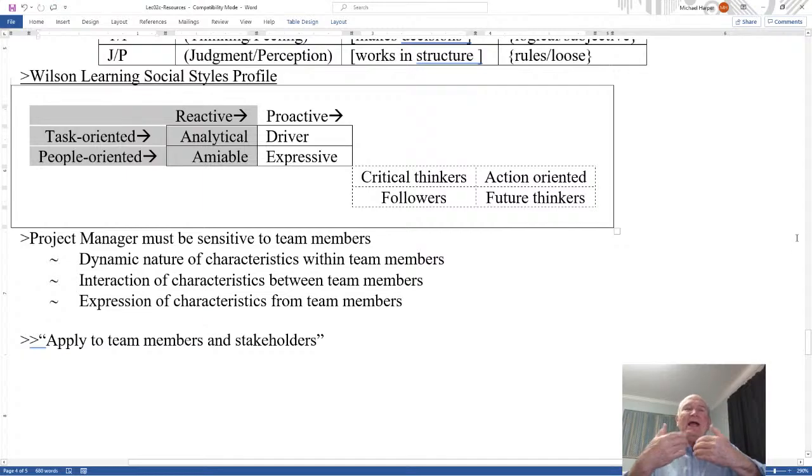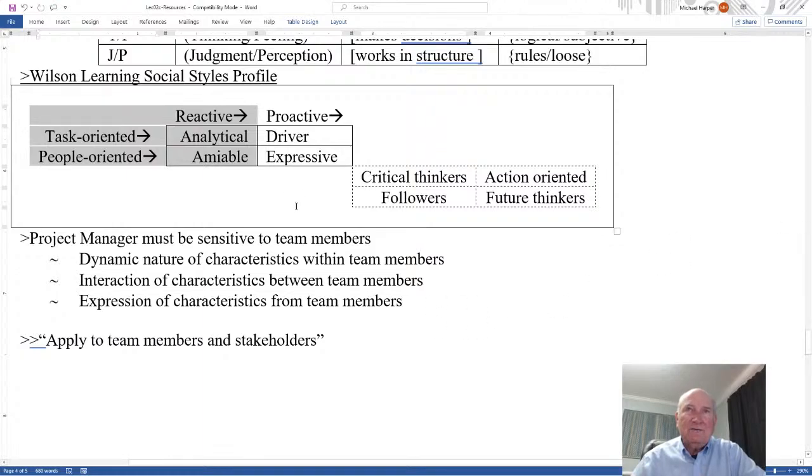But reactive, people-oriented is much more amiable. Well, I'm going to react to what you say. I'm going to react to what you do. It's much more amiable. Okay, fine. Well, let's do that because everyone wants to do this. Yes, let's do that. And there's where you bring people together, and it's much more of an amiable type result.